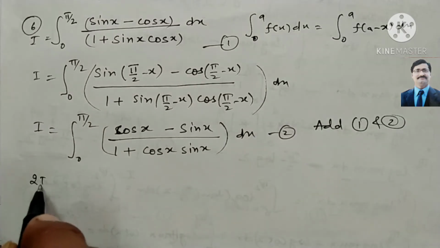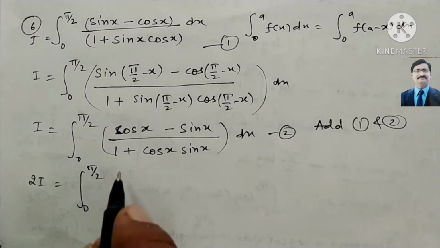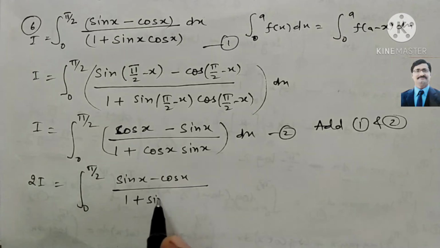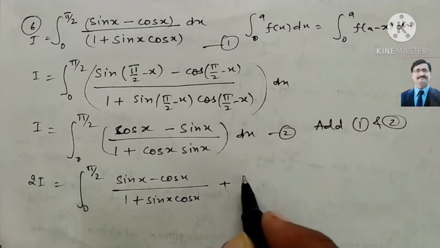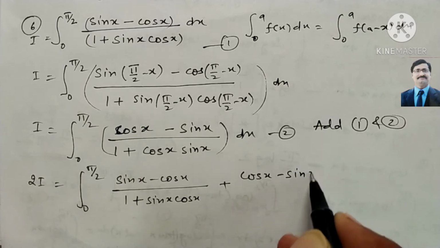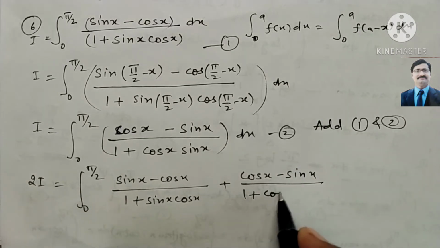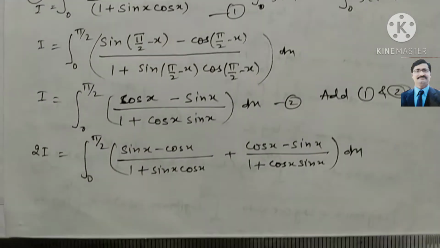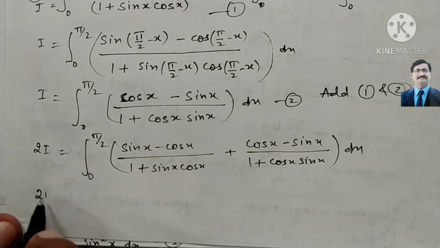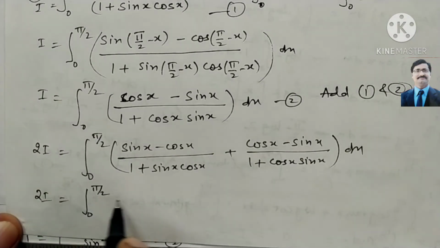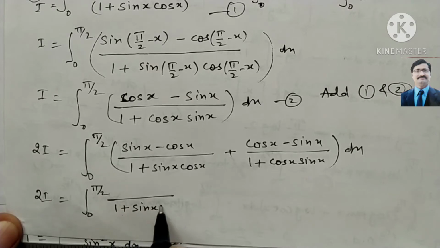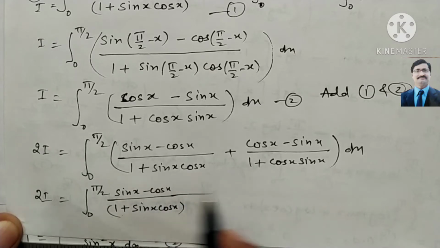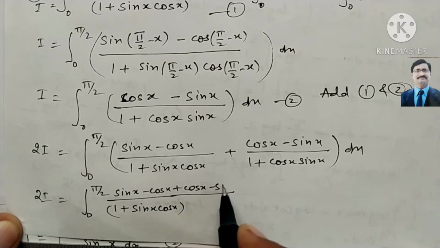So we can write 2I equals the integral 0 to pi by 2 of (sin x minus cos x) upon 1 plus sin x cos x, plus (cos x minus sin x) upon 1 plus cos x sin x, whole dx. All of you understand? Now we take the LCM. So when we take the LCM, this is 0 to pi by 2, and the LCM is 1 plus sin x cos x. If you take the LCM, you get in the numerator sin x minus cos x plus cos x minus sin x.